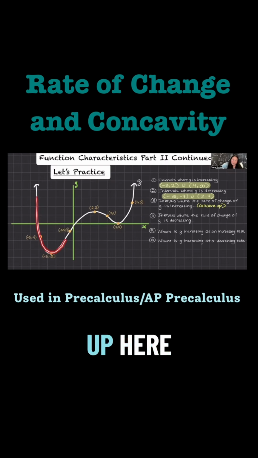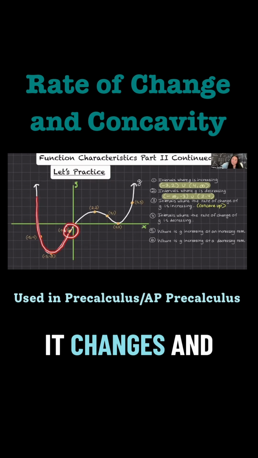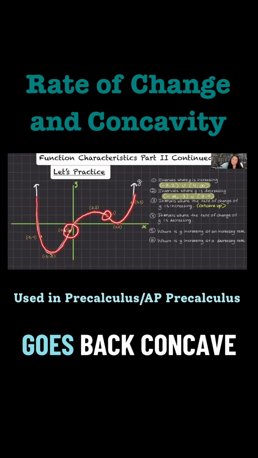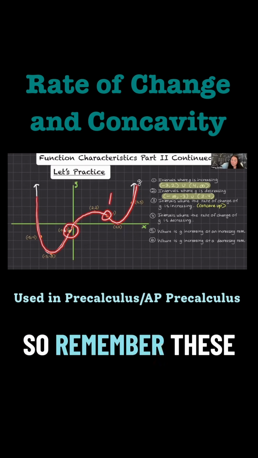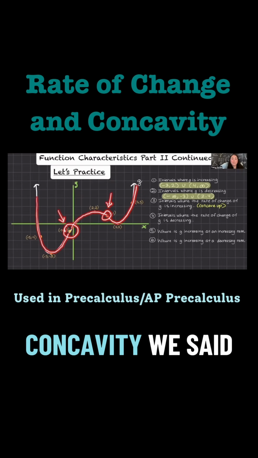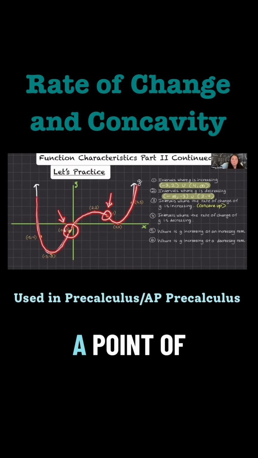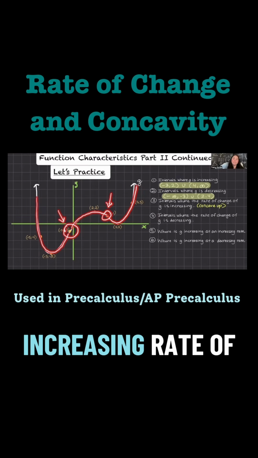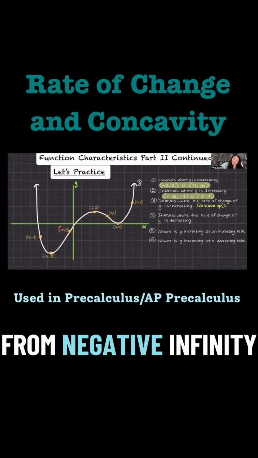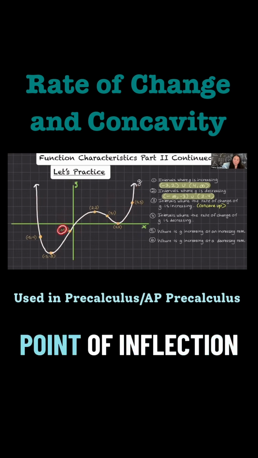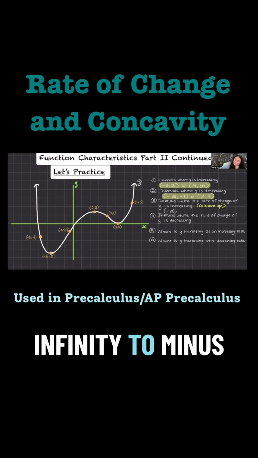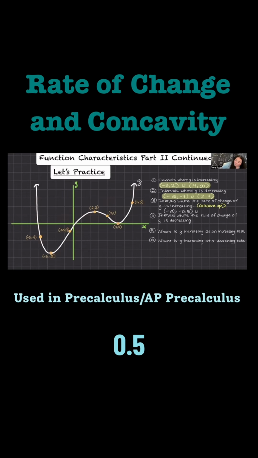Well, it's concave up here, but then somewhere it changes and goes concave down. Somewhere it changes again and then goes back concave up. Remember, these points where it's changing concavity, we said that is called a point of inflection. So it's going to be concave up, or have an increasing rate of change, from -infinity until that first point of inflection. So here we're going to write -infinity to -0.5.